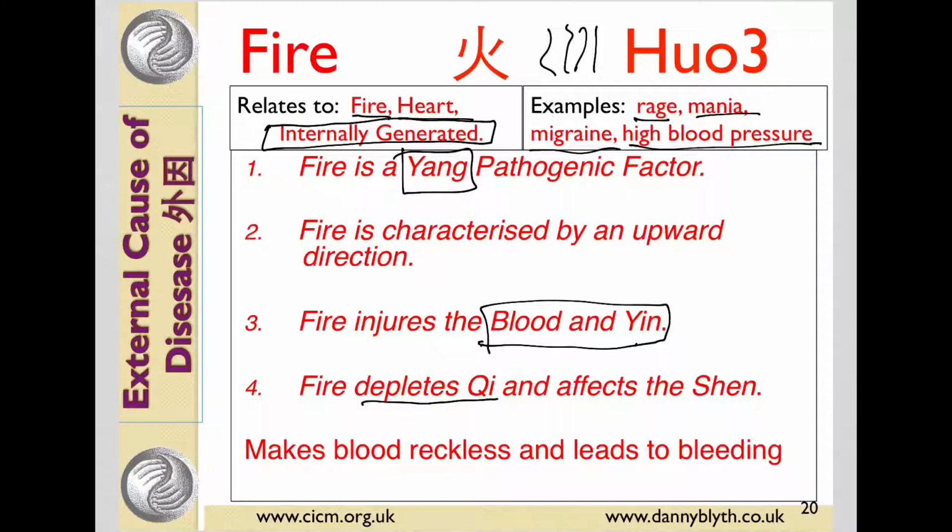So it depletes the qi, can be depleting over time, and it particularly disturbs the shen, so it can lead to insomnia, rage, mania, agitation. Makes the blood reckless and leads to bleeding, so this might be nosebleeds, heavy periods, bleeding from anywhere can be caused by fire.